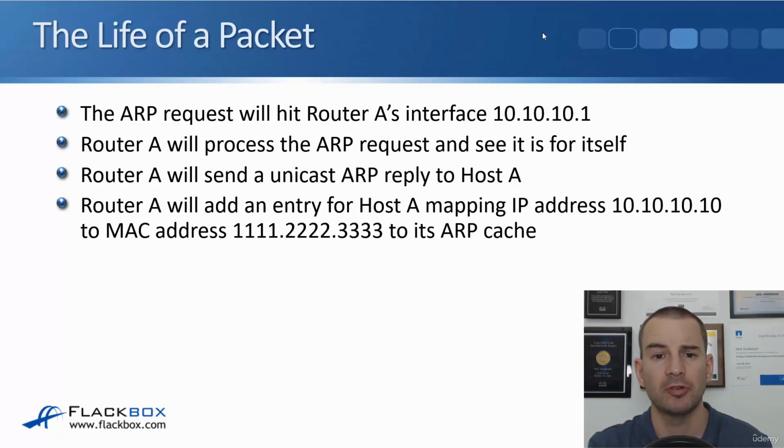Router A will process the ARP request and see that it is for itself. It will then send a unicast ARP reply back to host A, and router A will add an entry for host A mapping IP address of 10.10.10.10 to the MAC address of 1.2.3, and that will be added to its ARP cache.